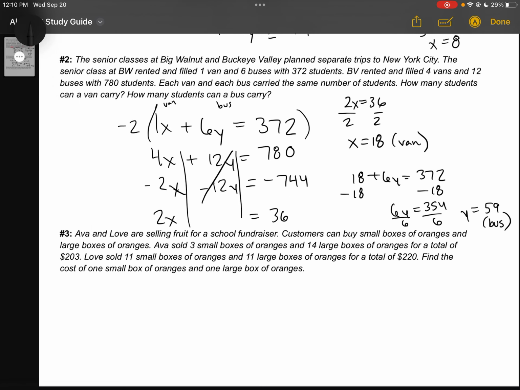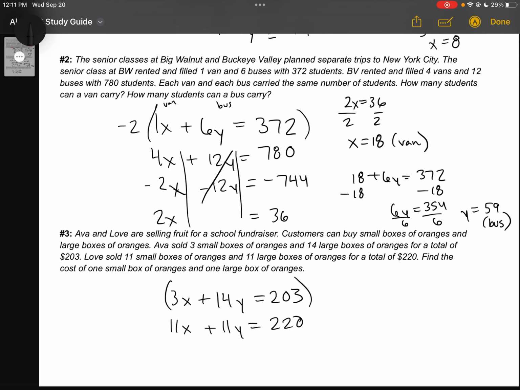All right, final equation here, Ava and Love. So we have small boxes and large boxes. So Ava has 3 small boxes, 14 large boxes for 203. And Love has 11 small and 11 large for 220.